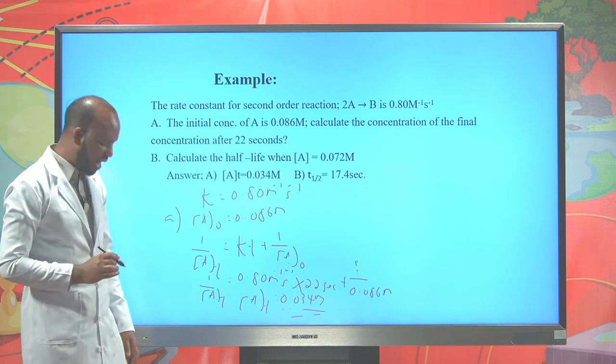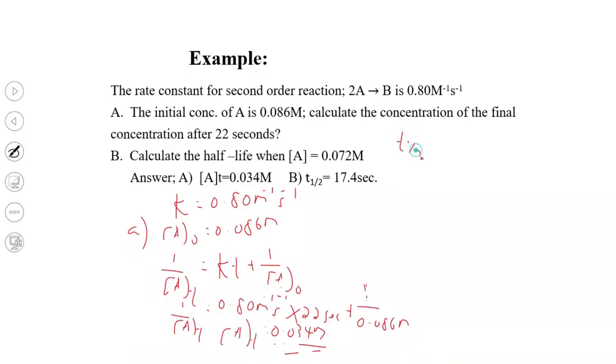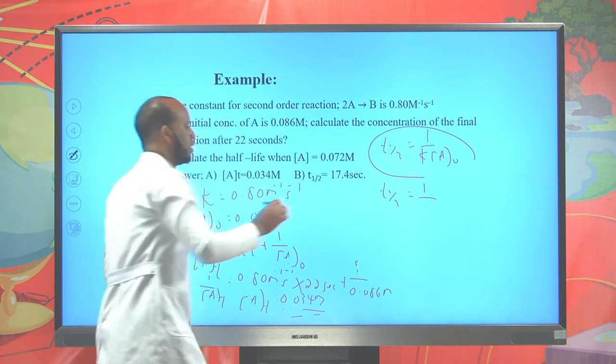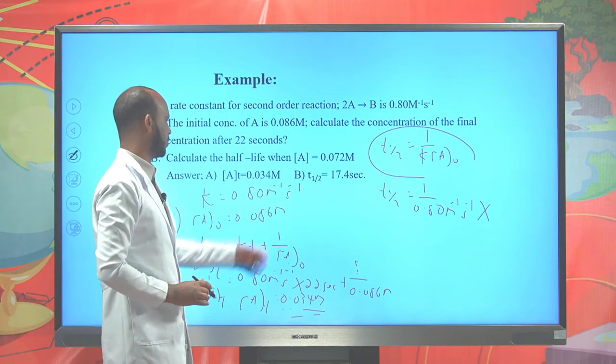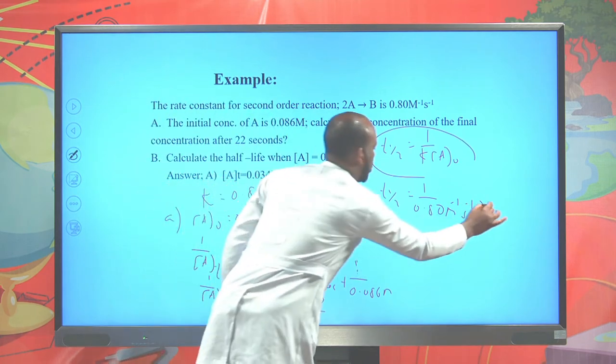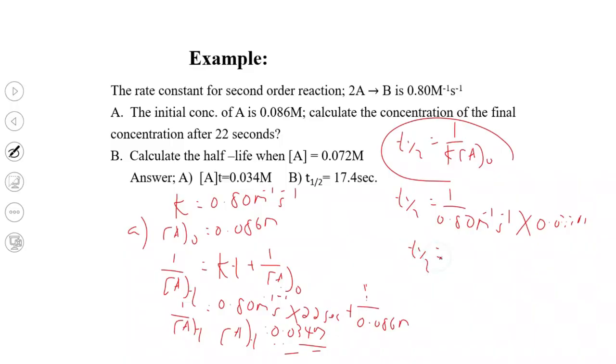B, calculate the half-life when the concentration of A equals 0.072 molar. The half-life time of a second-order reaction is T half equals 1 over K times concentration A naught, which is 1 over the rate constant, 0.80 per molar per second, times the initial concentration, 0.072 molar. Now T half, the half-life time for this reaction, is 17.4 seconds.